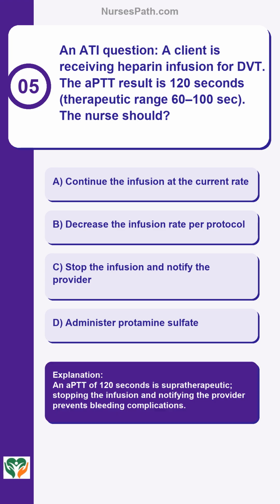An APTT of 120 seconds is supratherapeutic. Stopping the infusion and notifying the provider prevents bleeding complications.